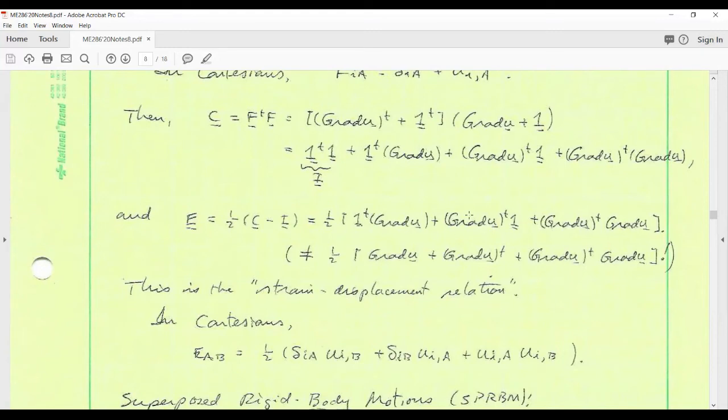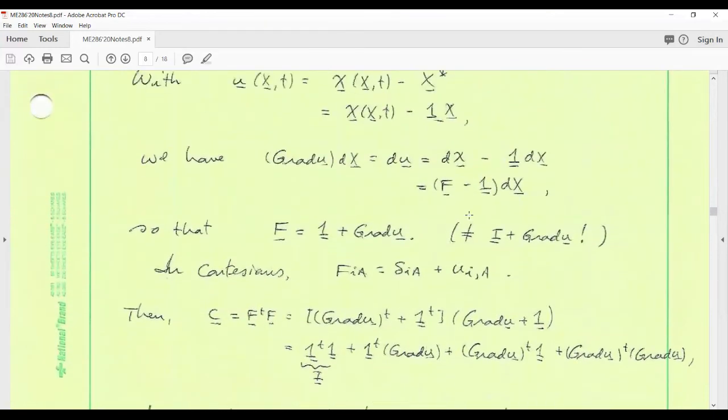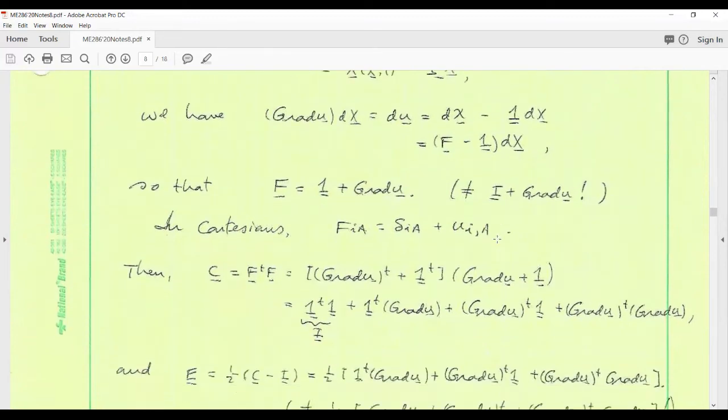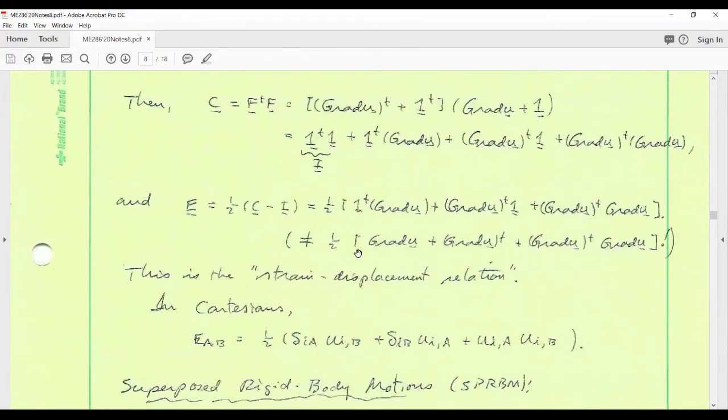In most of the literature, people base their work on this incorrect formula. In other words, in most of the literature, people simply interpret this shifter as the conventional identity. If you do that, you get this incorrect strain displacement relationship, which you often find in the literature.